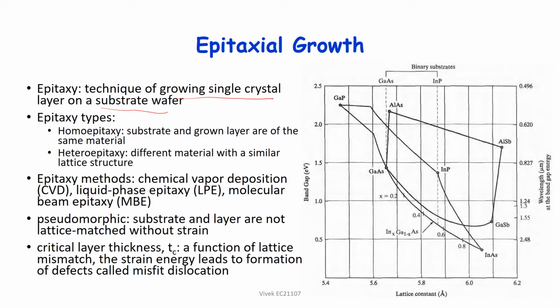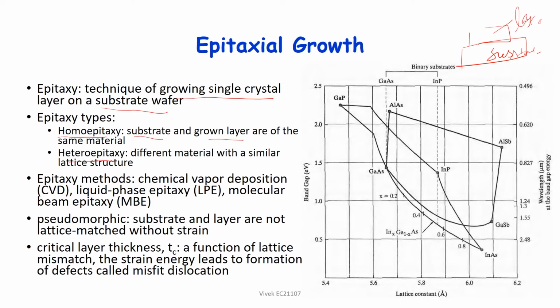Now there are two types of epitaxy. One is called homoepitaxy, the other is heteroepitaxy. But remember, for both types of epitaxy, the crystal structure has to be similar. If the crystal structure is different, then there will be a lot of defects. So in homoepitaxy, let's say this is a substrate and this is the layer we are growing. They have the same material, so they will have the same lattice constant.